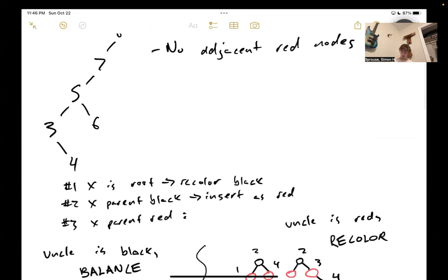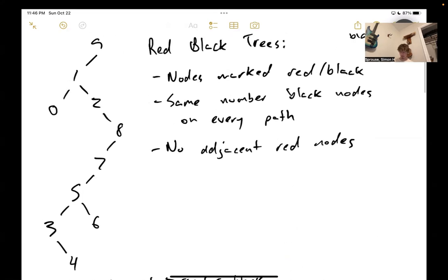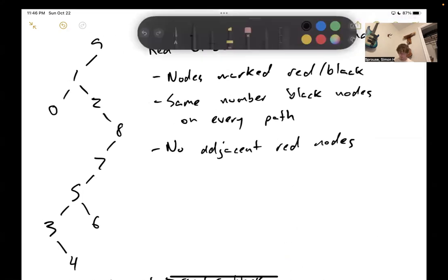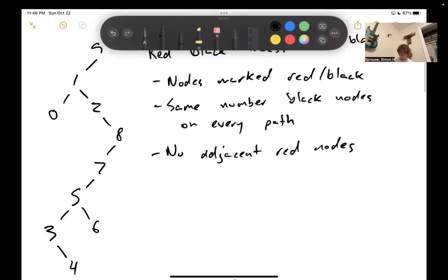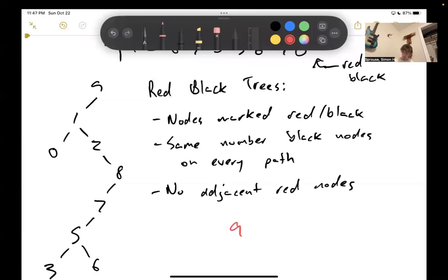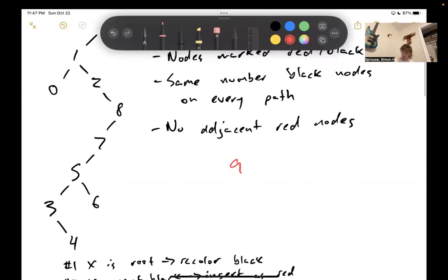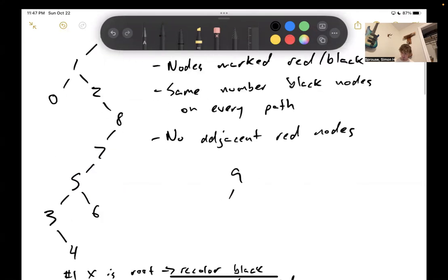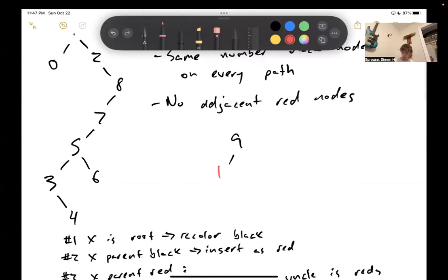So when we are inserting into a red-black tree, I'm just going to draw a quick little example right here. So our first node is 9. We're going to insert every node as red, actually. So it's going to look like this, and then we have this rule: the root must be black, which I think was on the slides. So we have to recolor it to black, and then we insert, let's see, 1 as a red node, and then we insert 2 as a red node.